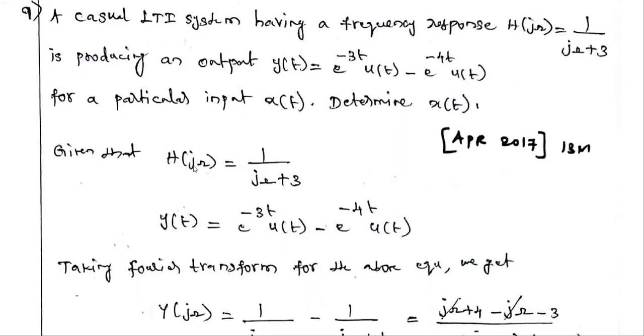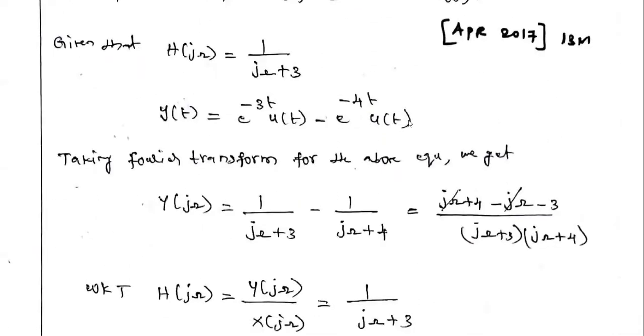First, you have to write down the given H(jω), and the time domain output y(t), which is e^(-3t)u(t) minus e^(-4t)u(t). We are going to solve the analysis problem in the frequency domain only, because solving the analysis in the frequency domain is very easy compared to time domain analysis. That is the use of the Fourier transform. So this time domain signal you just convert into the frequency domain.